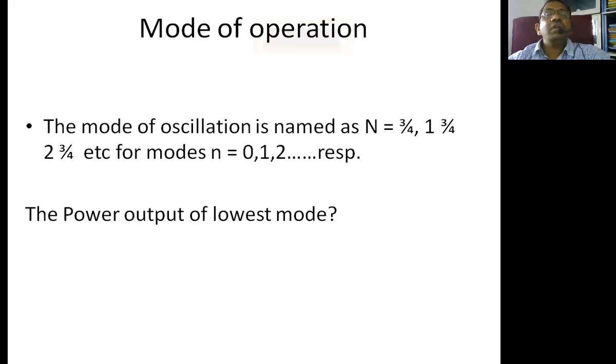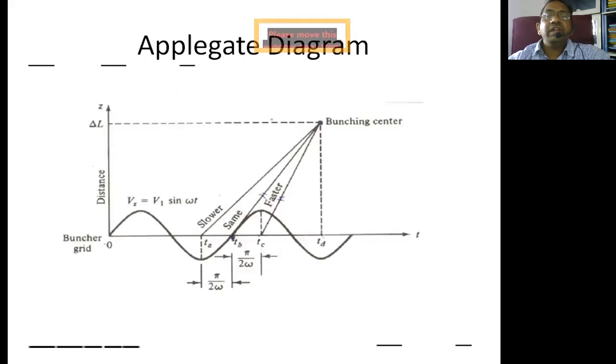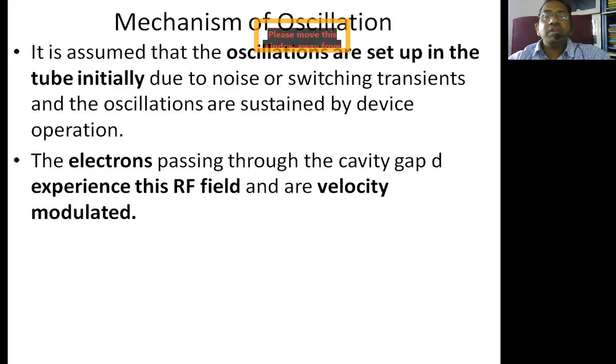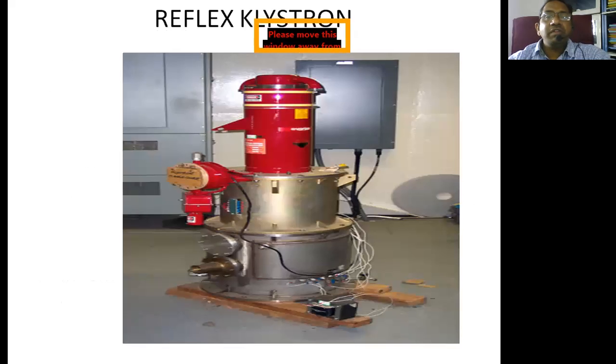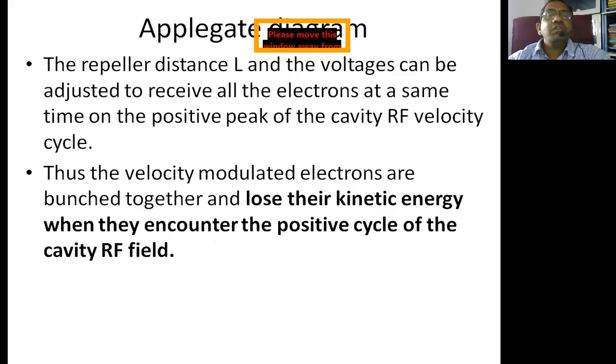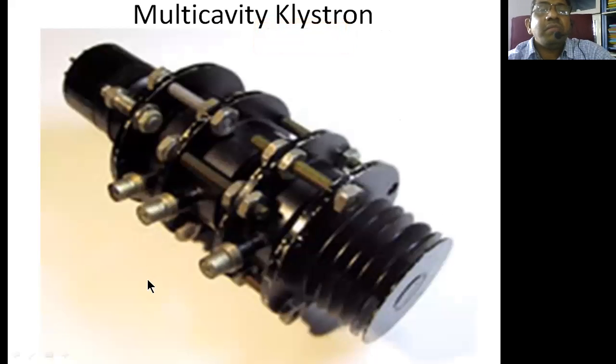So this is regarding the operation of the reflex klystron oscillator. In today's session we end here after covering the operation of the reflex klystron oscillator. In the next class, we get into another part of the klystron, called the multi-cavity klystron amplifier. We will discuss the klystron amplifier's basic construction diagram and working. This is the practical multi-cavity klystron, which looks like this.